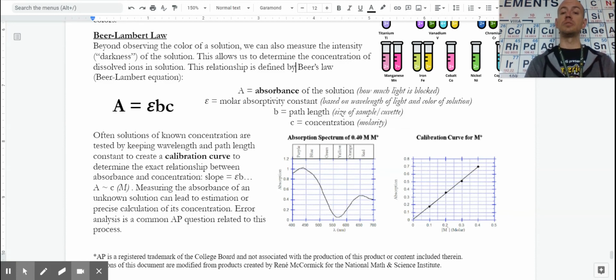We also, as we'll see in the questions, need to make sure that we don't have any other compounds, any other elements, or any other colored things in our solution that would throw off our calibration.